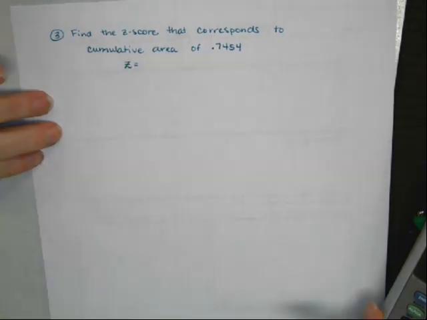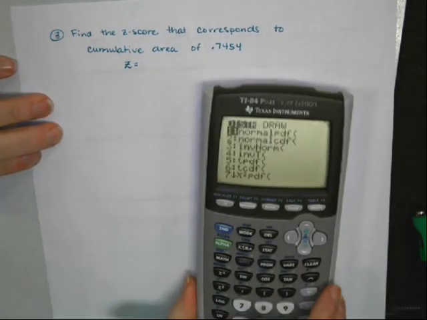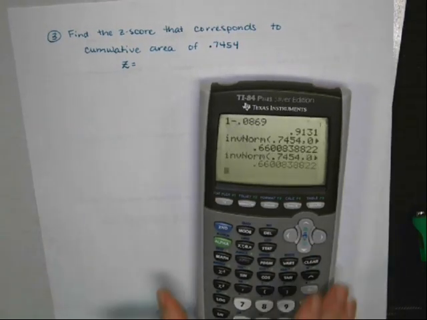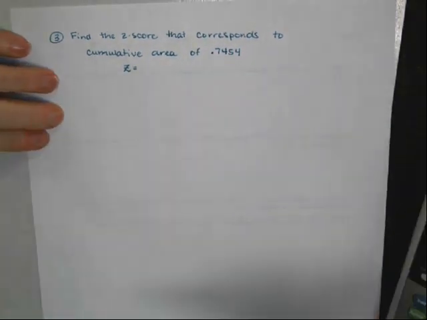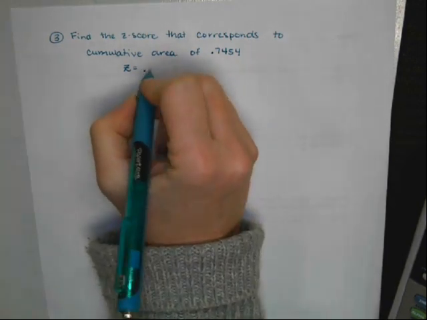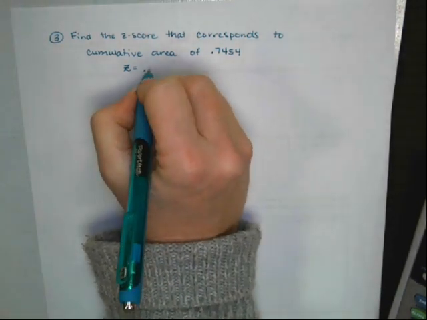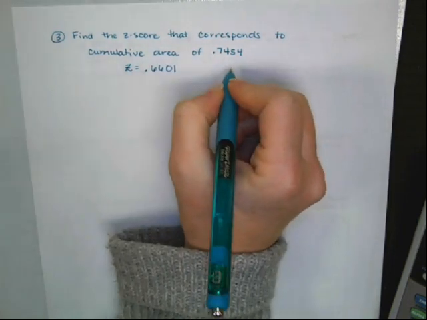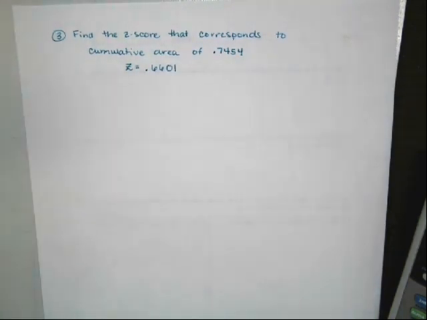So, distribution, so second vars, inverse normal. Okay. 0.7454. 0.6601. I was asking if that was the. Oh yeah, you just put 7454. So that's it. That's all you have to do.